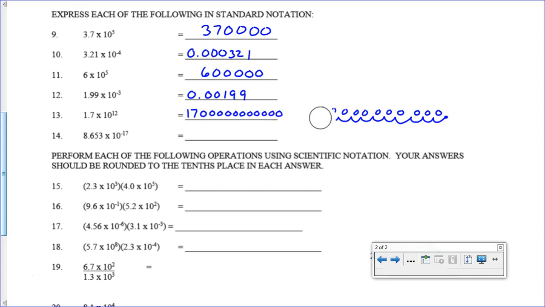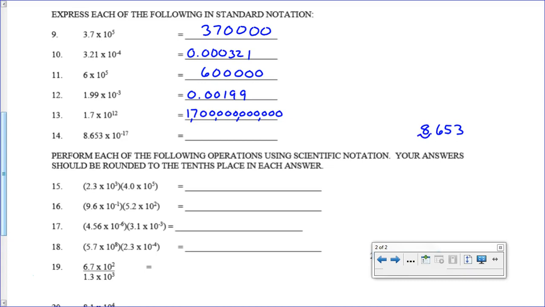Sometimes it helps if it gets long like this to add in commas just to make sure you got it right. So there's a comma there, comma there, comma there, comma there. All right, that looks good. We got 11 zeros. All right, 8.653 times 10 to the negative 17th. All right, so we're moving this decimal place over 17 places, and it's in the negative direction. So I'm going to give myself some room here. We get 8.653. All right, and then I'm going to move it over 17 spots.